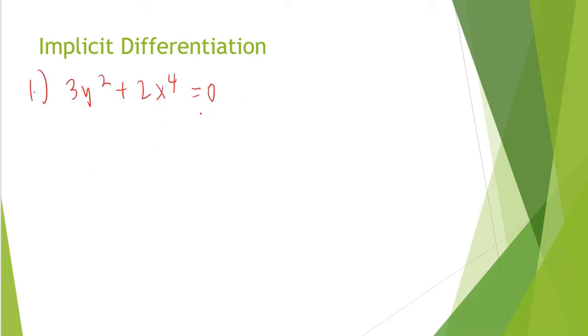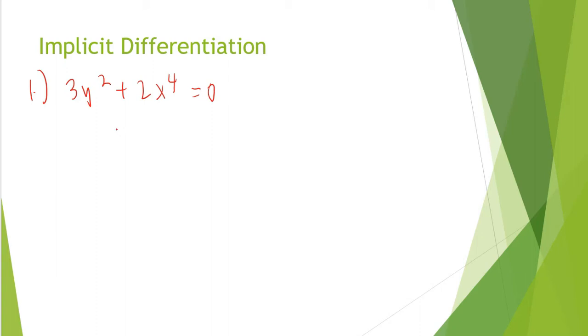Let's say we have here 3y squared plus 2x to the fourth is equal to 0. So, we have not just one variable. We have another variable which is y. So, we will solve this using implicit differentiation. All you have to do is differentiate both sides of the equation with respect to x and get the value of dy over dx. The tip here is every time you differentiate a y value, add a dy over dx to it.